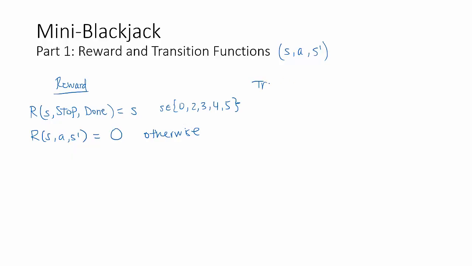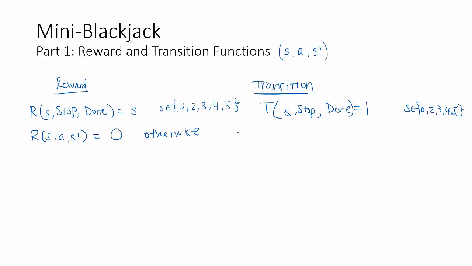The transition function gives us the probability of transitioning into some successor state S prime after committing to some action A from some state S. So let's see what kinds of transitions we have. Let's start with something easy. What's the probability that we land in the done state, given that we took the action stop from a state S, where S is one of our non-terminal states, so 0, 2, 3, 4, and 5? Well, the stop action always succeeds, so this probability is 1.